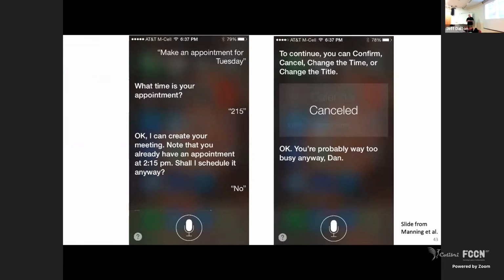So this was launched, but a key task that you would be doing in this case is interacting with your calendar, making an appointment for Tuesday. And at the time in 2014, it was a bit brittle. So if you remember, if you had to deal with voice, would you like to confirm, cancel, change the time, or change the title? So you have to pick one of those three things, you could match one of those three intents, hopefully, and then, okay, you can say cancel with a little bit of humor. You're probably too busy anyway. So personality matters.